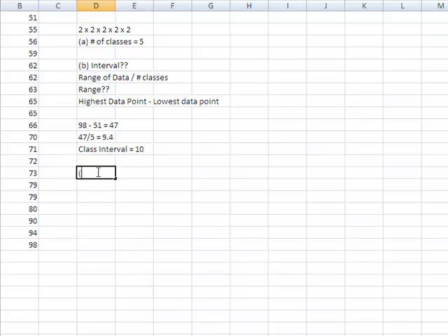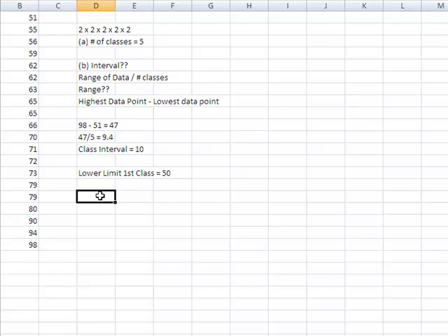So hopefully we're in good shape by now, because in C it says, what is the lower limit I would recommend for the first class? Well, my lowest data point is 51. And I could use the 51, but it's nice to have a nice even number. So I'm going to look at my lowest data point, a 51, and say my lower limit of my first class is going to be equal to 50. That way I know that my first data point fits.